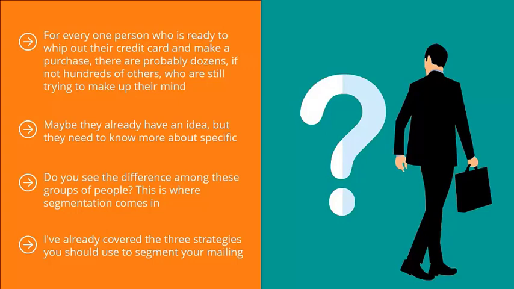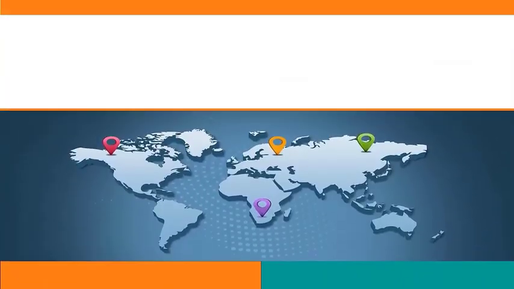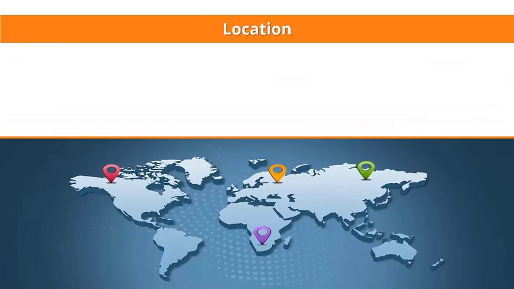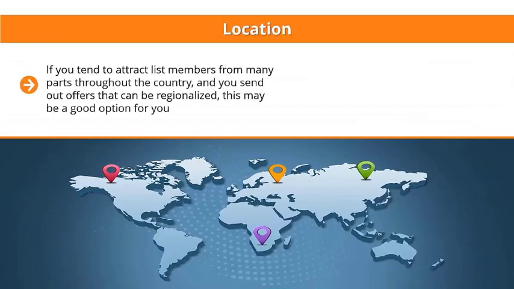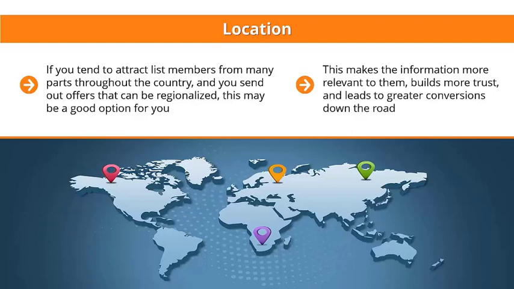The following segmentation strategies are more detailed. Implement them after you've done the 3 main strategies listed above. You can segment your list members' emails using the following criteria. Location. If you tend to attract list members from many parts throughout the country, and you send out offers that can be regionalized, this may be a good option for you. Send only updates related to a specific region to people who live there. This makes the information more relevant to them, builds more trust, and leads to greater conversions down the road.